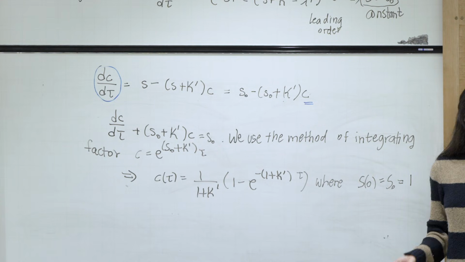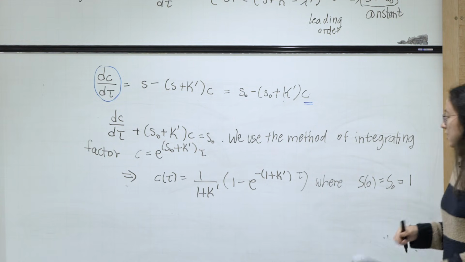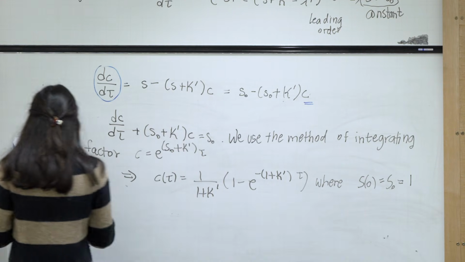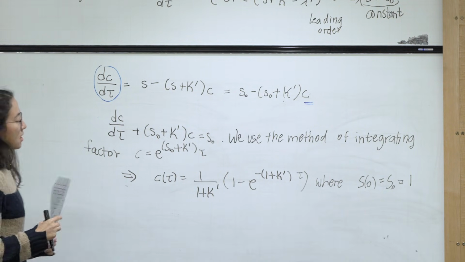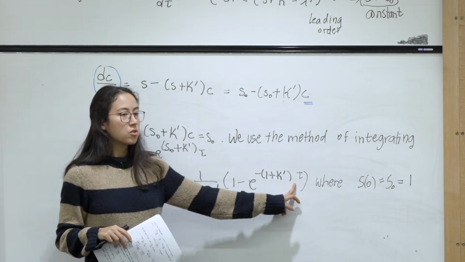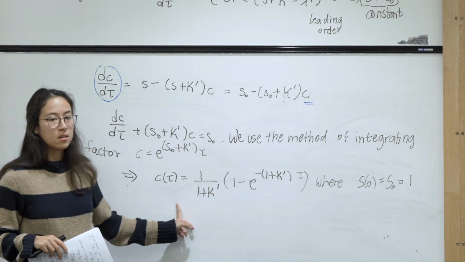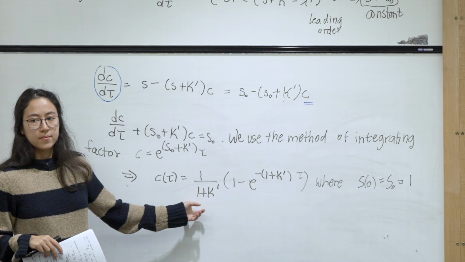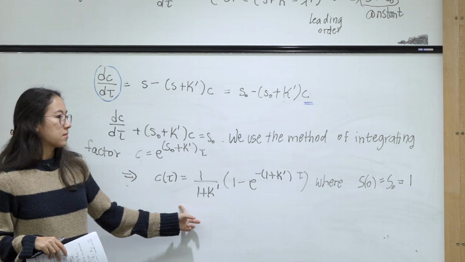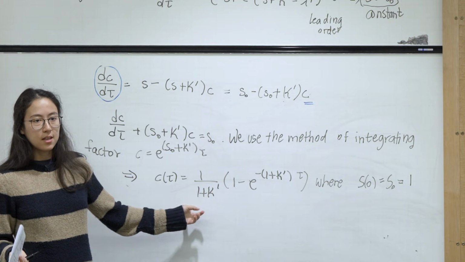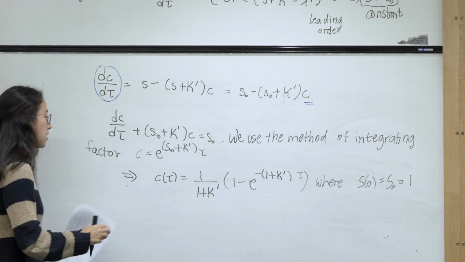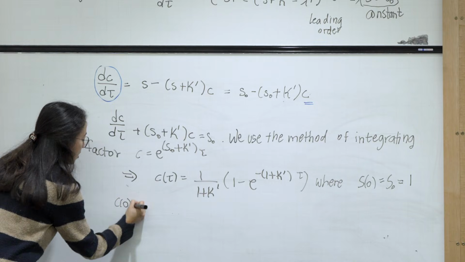Do you have any questions so far? Okay, great. So when you get this, what you should notice is that now if I let tau go to 0, what happens to this? Exactly, which is what I need, right? C of 0 should be 0. So I will say here C of 0 is now 0.